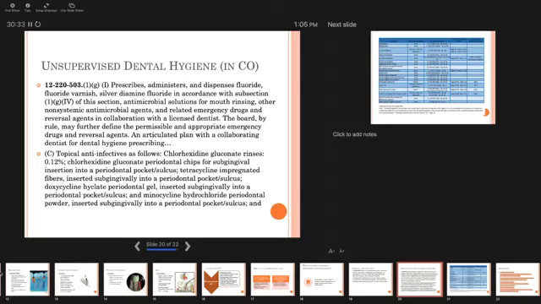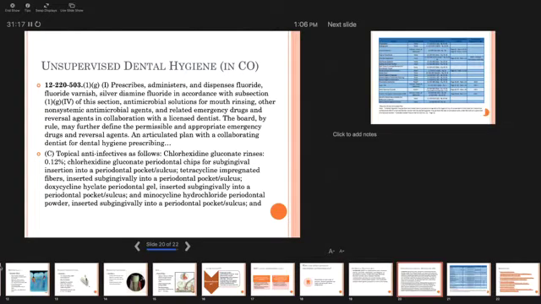But if you read down at the end of this first bullet point, it says that an articulated plan with a collaborating dentist for dental hygiene prescribing. So if you are working unsupervised, then you need to have an articulated plan in collaboration with a dentist. And there are lots of hygienists across the state that have those. But that means that we can prescribe, administer, and dispense things like local antimicrobials in unsupervised dental hygiene settings.